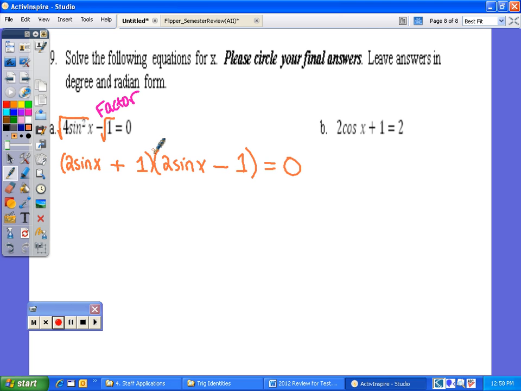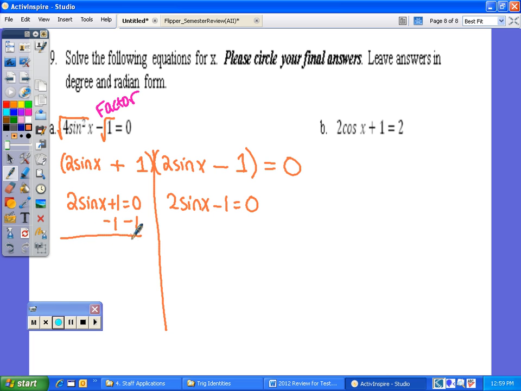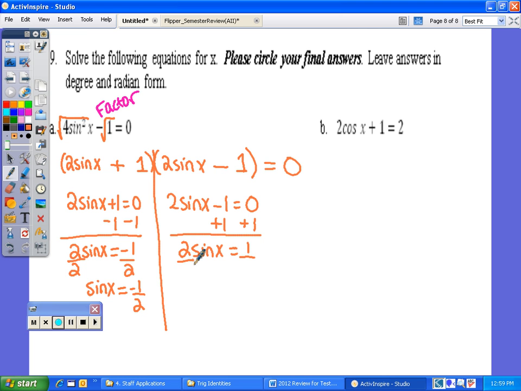Now I'm going to take each of these pieces and set them equal to 0. 2 sine x plus 1 equals 0. 2 sine x minus 1 equals 0. Minus 1 on both sides, divide by 2. So I have sine x is equal to negative 1/2. On this side, add 1, divide by 2. Sine x is equal to 1/2.